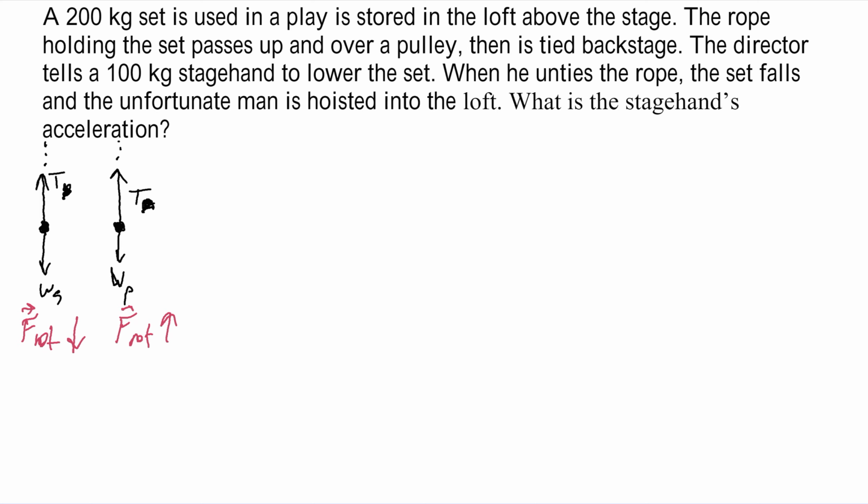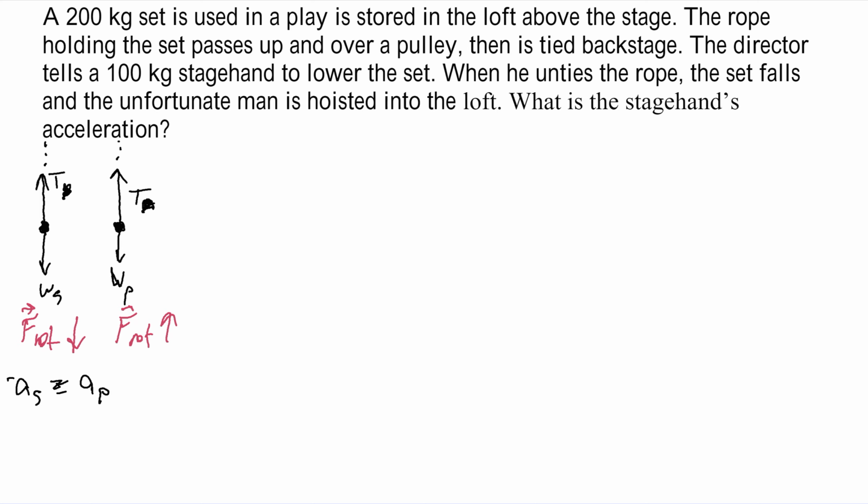What is going to be true about these two things? The accelerations are going to be equal. The acceleration of the set equals the acceleration of the person, except for one thing. They're in opposite directions, that's right. So we can say the acceleration of the set will be what? Negative, because it's going down, and the acceleration of the person is positive because it's going up. So we'll keep that in mind as we go.